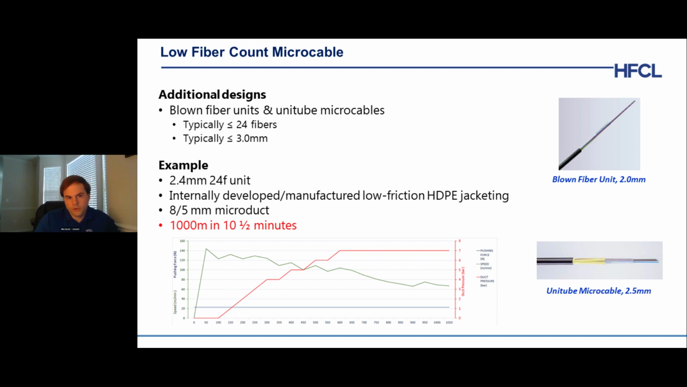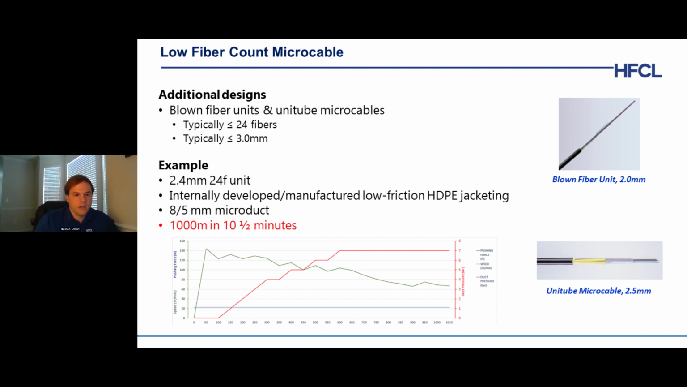As far as constructions go for these low fiber counts, with the blown fiber unit off to the top right, you can see an outer jacket, then an inner layer, and then the loose fiber. The unit tube microcable is an alternative where we have an aramid reinforcing between the two layers. That may help if you want to do a short pull of the cable itself. Not necessarily recommended, but the aramid may have some added advantage there over the blown fiber unit.